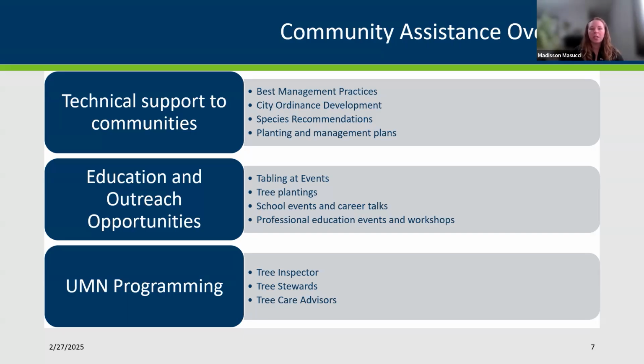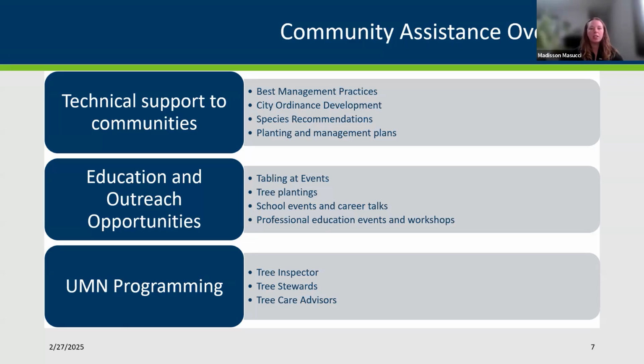Tree steward groups work with their city or county staff to determine the needs of caring for their community trees and are trained by U of M staff to be able to get out in the community and do basic tree care tasks like planting, watering, mulching, and young tree pruning. They may also be trained on identifying tree diseases and pests to be able to keep an eye on those community trees.